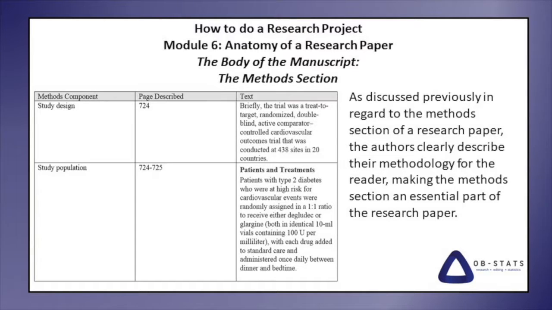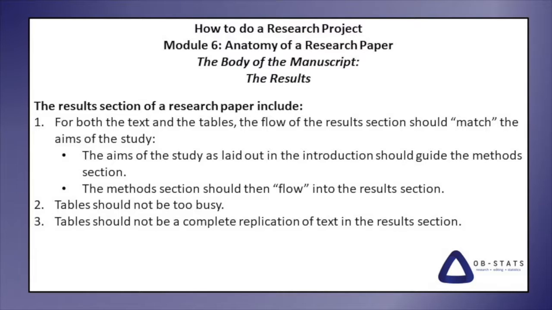As previously discussed in regard to the methods section of a research paper, the authors clearly describe their methodology for the reader, making the methods section an essential part of the research paper. Next in the research paper is the results section. The results section in a research paper includes the following characteristics.